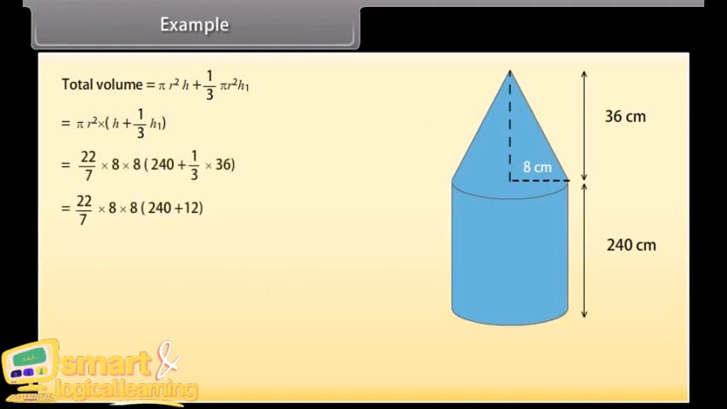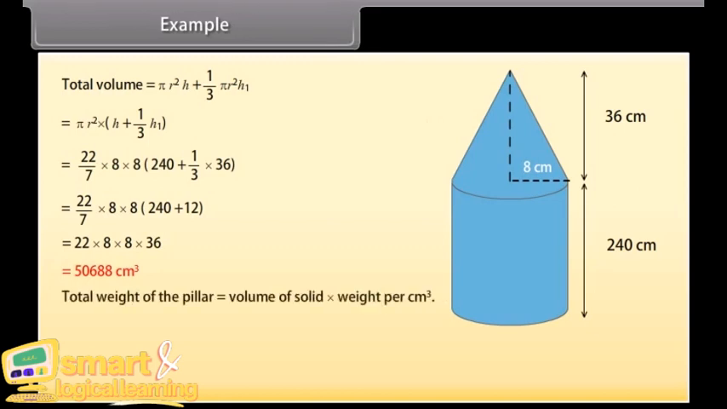Solving this, we get total volume equal to 50688 centimeter cube. Now the total weight of the pillar is equal to the volume of the solid into the weight per cubic centimeter. This is equal to 197683.2 grams or 197.6832 kilograms.